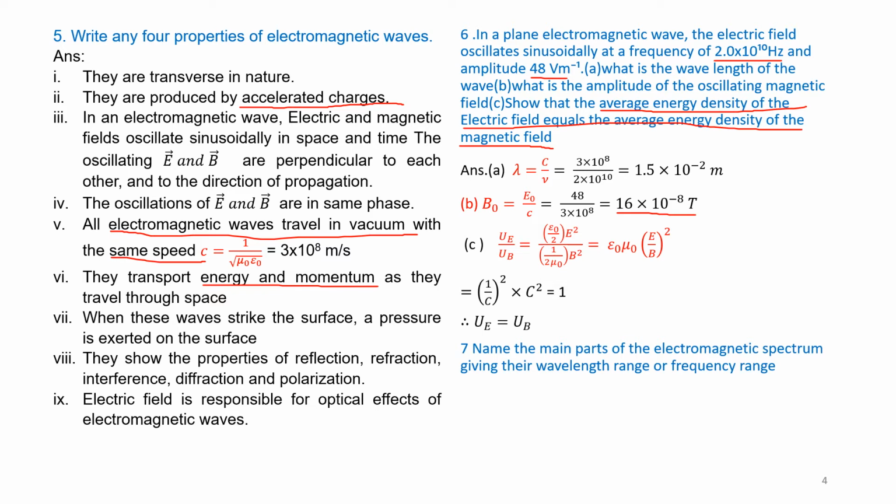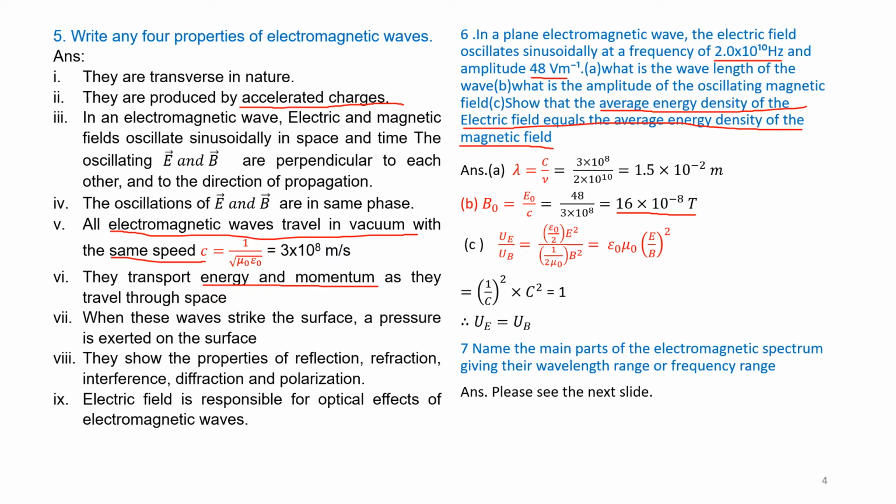Question number 7. Name the main parts of electromagnetic spectrum, giving their wavelength range and frequency range. So we have to write all the parts of electromagnetic spectrum, which is given in the next slide. Please note, wavelength decreases from the top of the table to the bottom. That is, as we proceed, the frequency range increases from top to bottom, whereas the wavelength decreases.